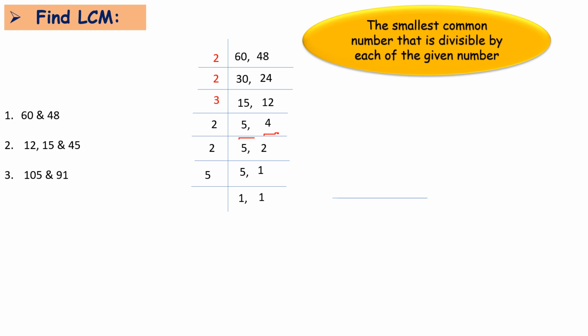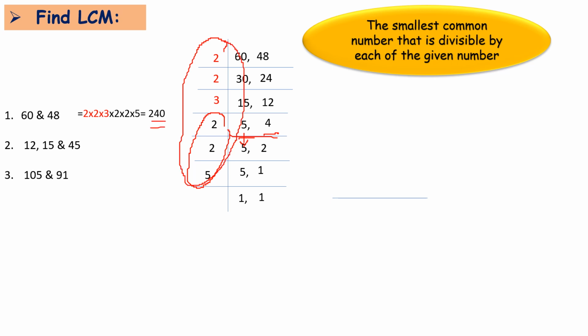So here we proceed once again. Even if we have separate factors for the dividend, it is fine. We continue the same way and bring down which is not divisible, till we get 1 here. So here now the LCM for 60 and 48 is all these factors, the common as well as the uncommon.